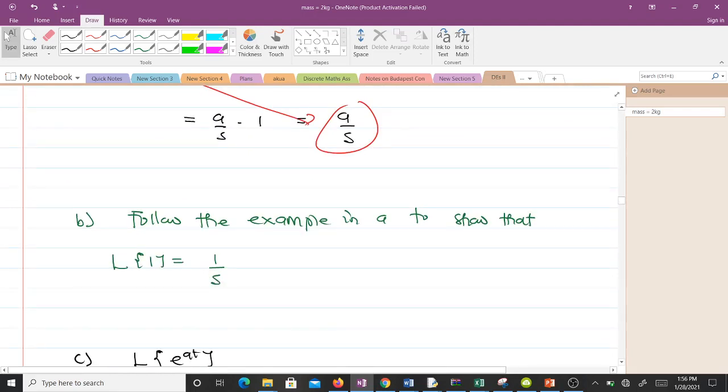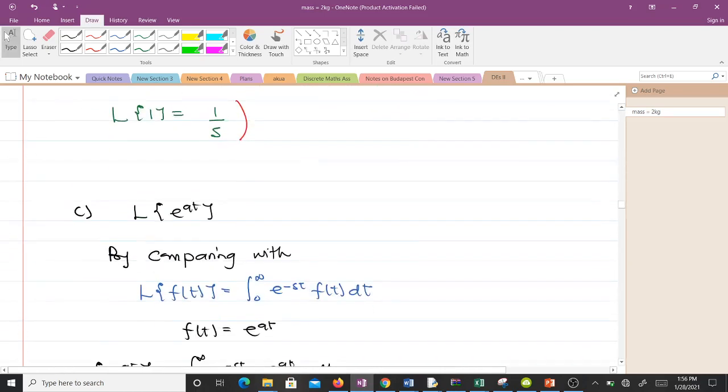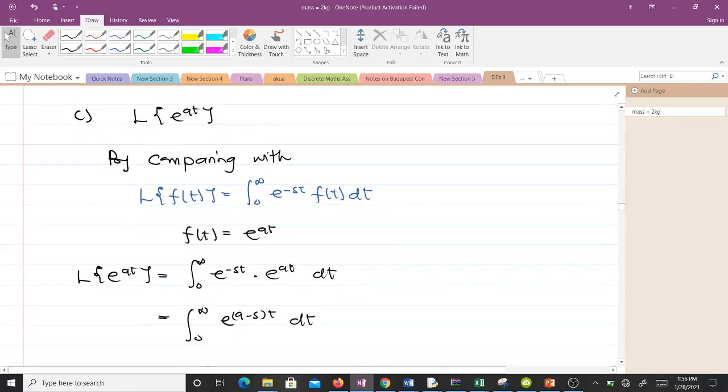The second one says we should find the Laplace of 1. This is an exercise for you. Just use the same concept we used in solving the first one, and you arrive at 1 over s. Just wherever you find a, you put 1 there, okay? The third one says we should find the Laplace of the exponential function.